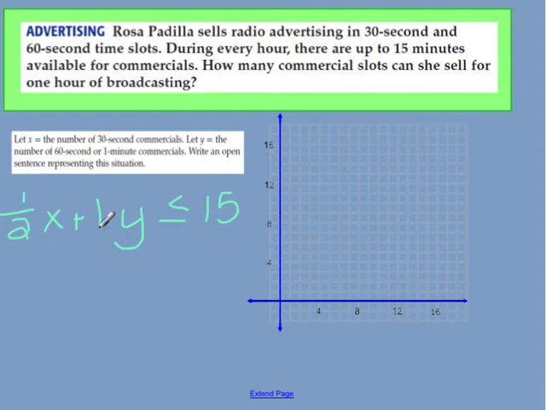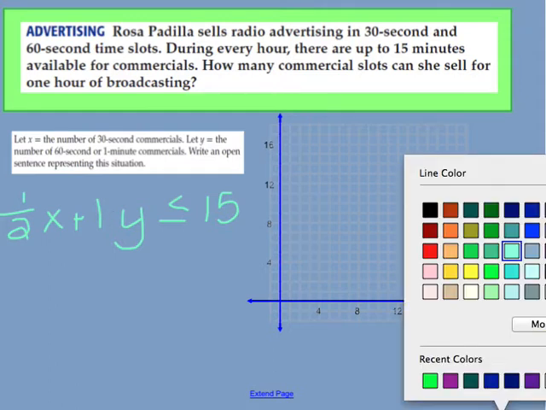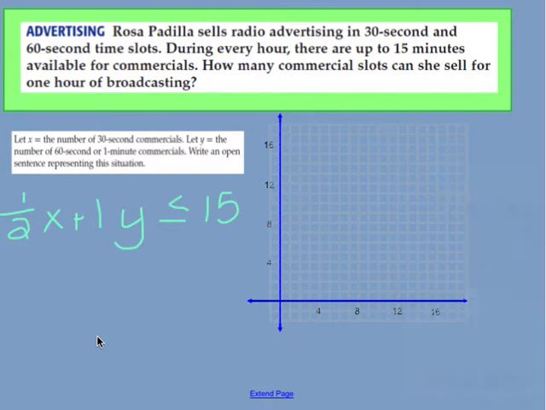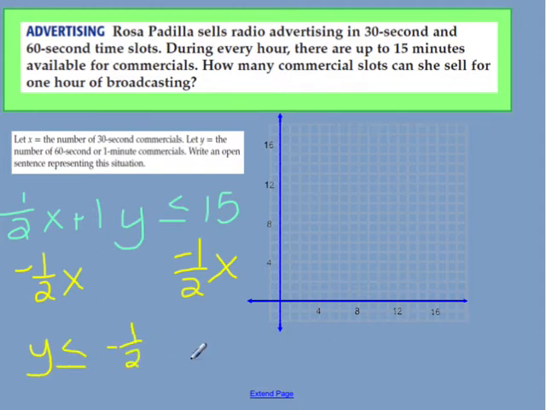Now we need to write out our inequality in slope-intercept form so we can graph it. So I'm going to subtract 1/2 x over to the other side. So then I get y is less than or equal to a negative 1/2 x plus 15. And now I'm ready to graph this. So I'm crossing the y-axis at 15, and then I'm going down 1, right 2, and plotting that point.